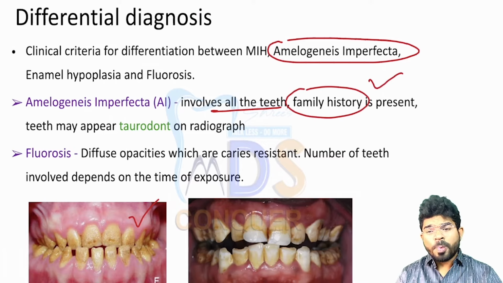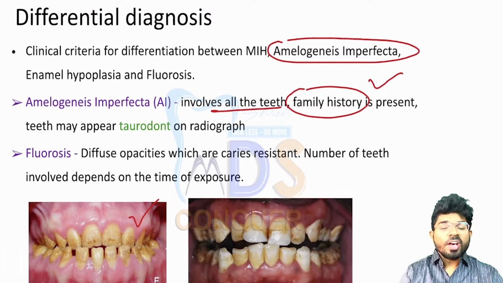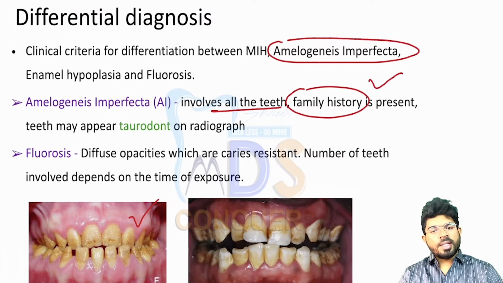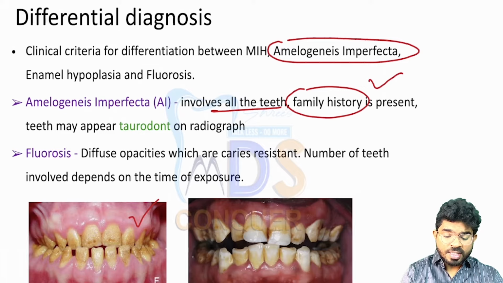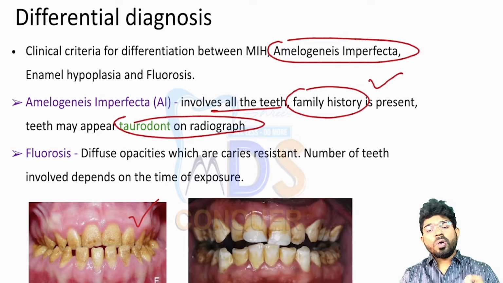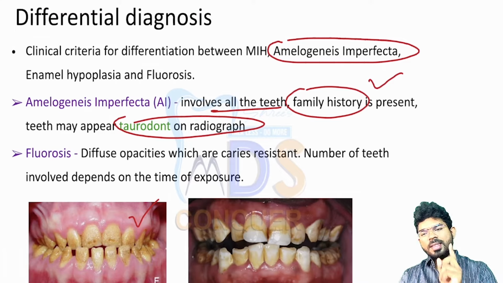And the utmost important thing, again, you can see the radiographic appearance of amelogenesis imperfecta when compared to MIH. MIH does not have drastic changes in the radiographic picture except the defects in the enamel. Whereas in amelogenesis imperfecta, you will have a taurodont appearance on a radiograph, which helps in differentiating the MIH from amelogenesis imperfecta. Important points: all teeth affected. MIH, only incisors and molars are affected. Next one, family history will be there. Here, no family history will be there.